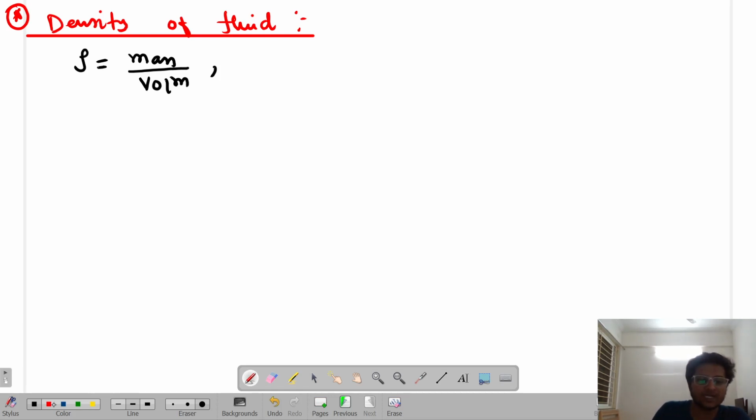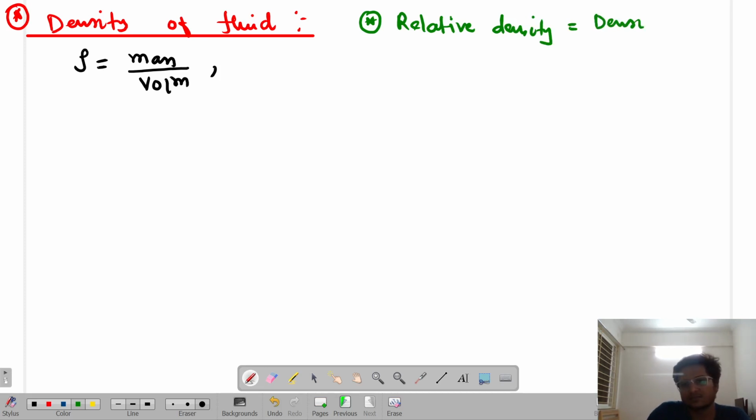So that is why we define one of the important properties which we also call relative density. So relative density is given as density of substance by density of water at 4 degrees centigrade.